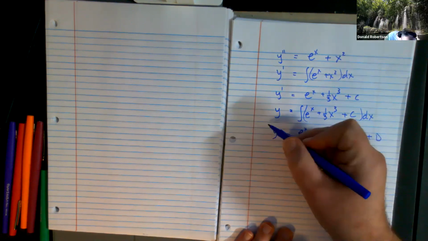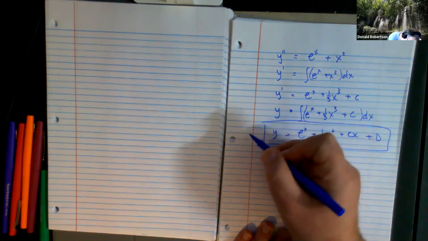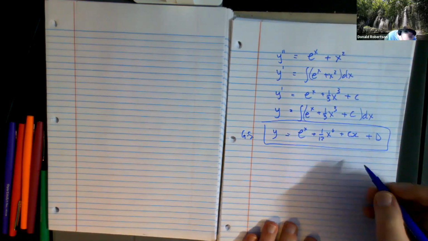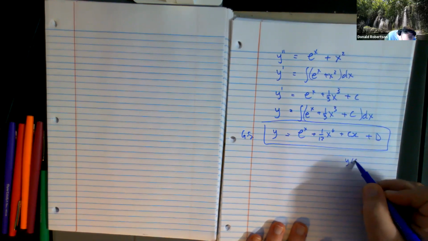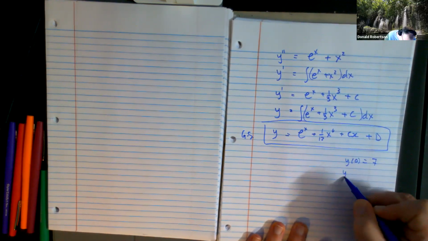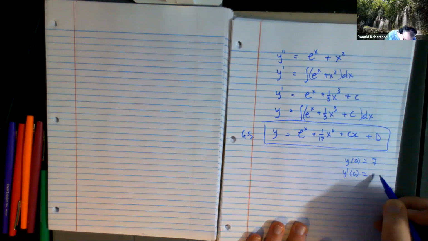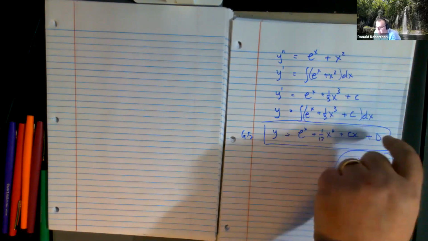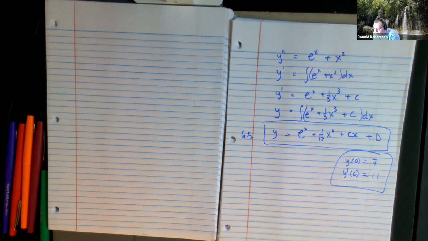That is our general solution. I'm not doing it, but if you wanted a particular solution, wouldn't they have to tell you things like y of 0 is 7 and y dashed of 0 is 11? And if they told you that, wouldn't that allow you to get the c and the d? And that will happen, but not today.